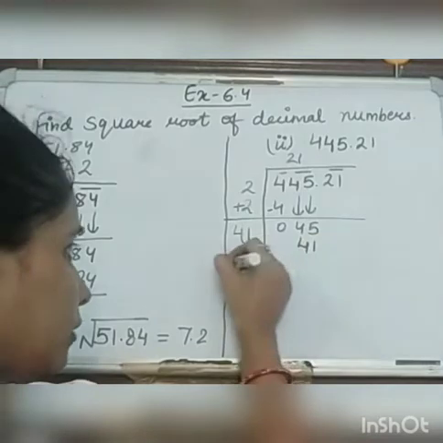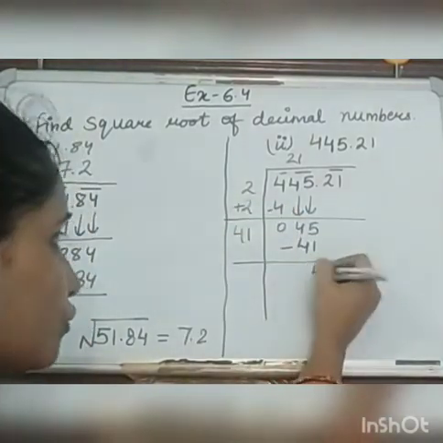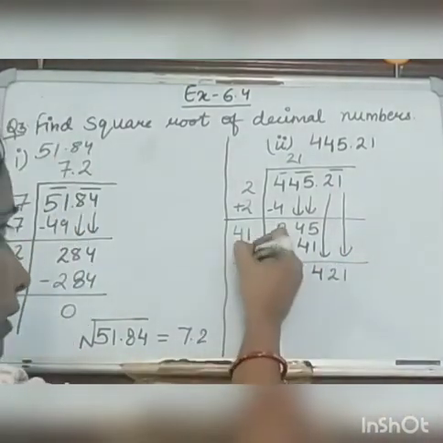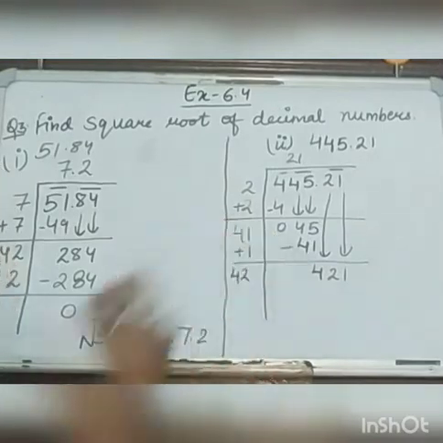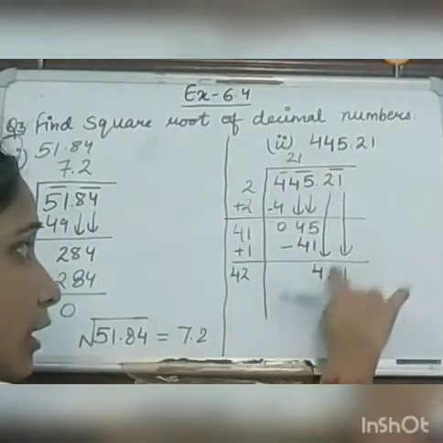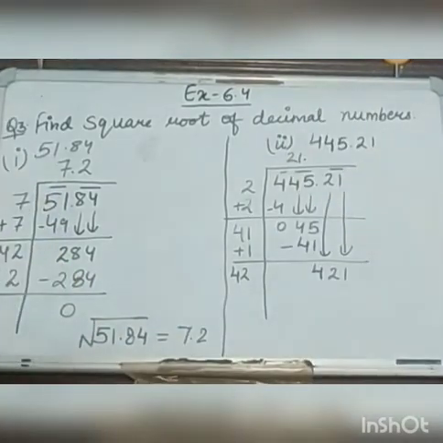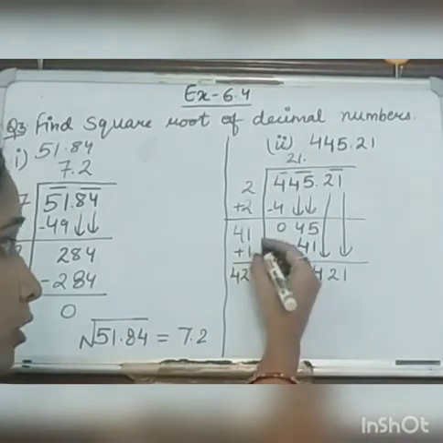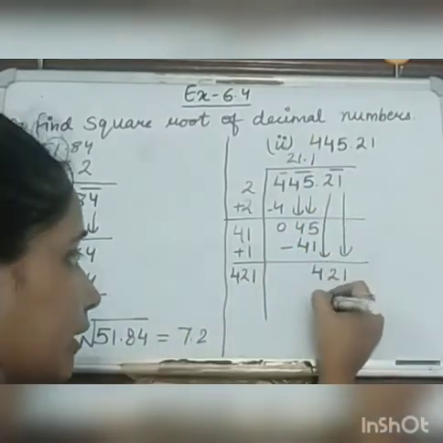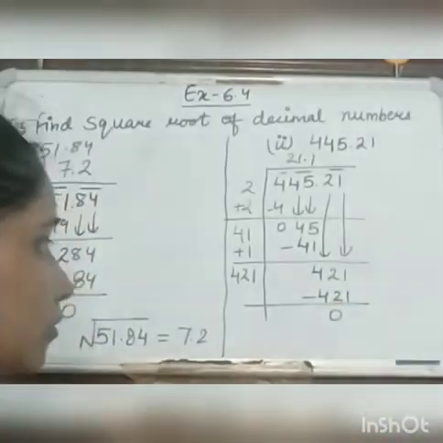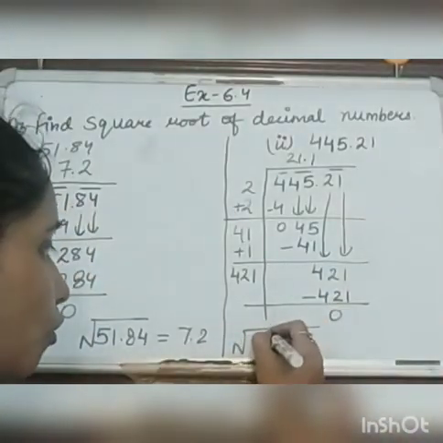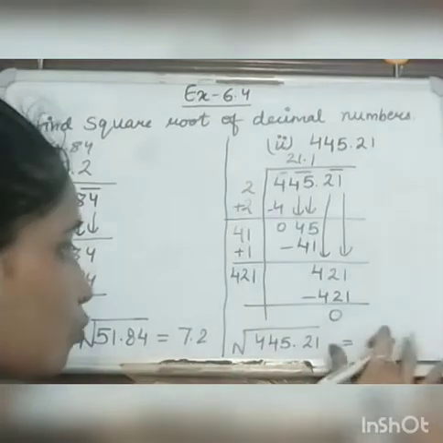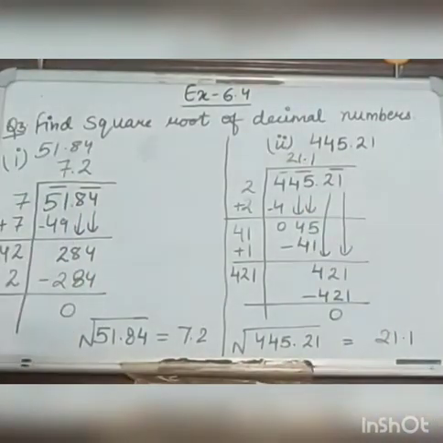Now 4 1s are 41, and here this is 4. Now see, beta, we will write down the whole pair. This one will become 42. Okay, and now we are writing the whole pair here, so we will put the decimal here. Here it is 42, here it is 421. So after taking 1, we will get this 421. Okay, so what is the square root of 445.21? It is 21.1. Got it?